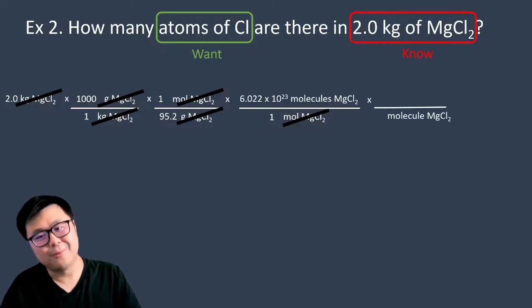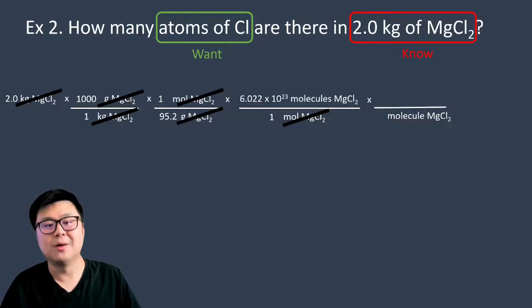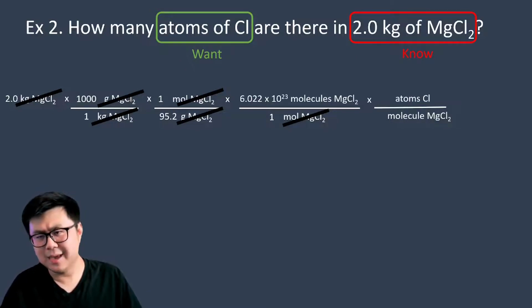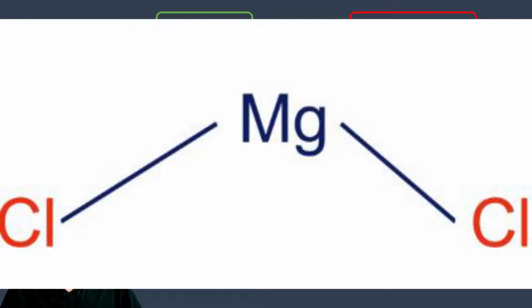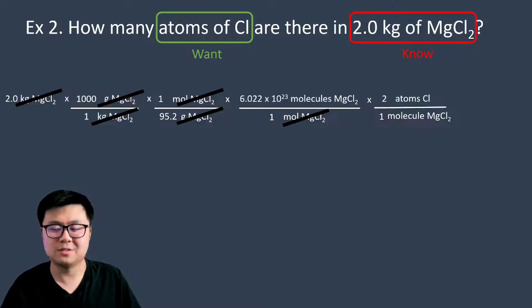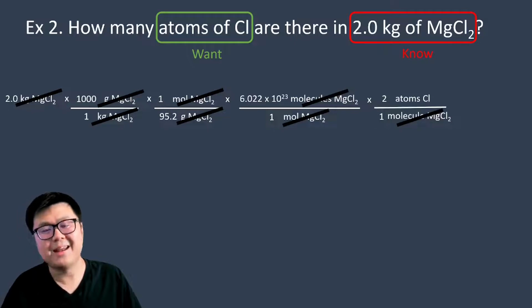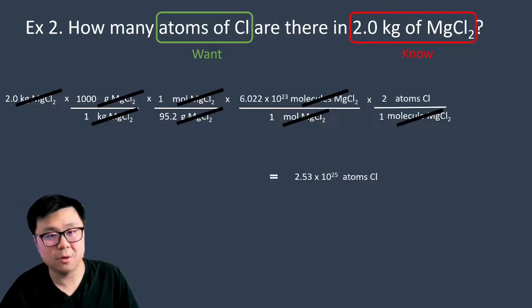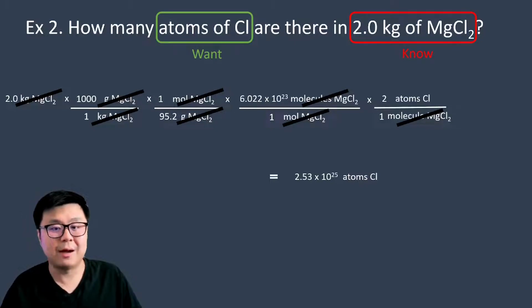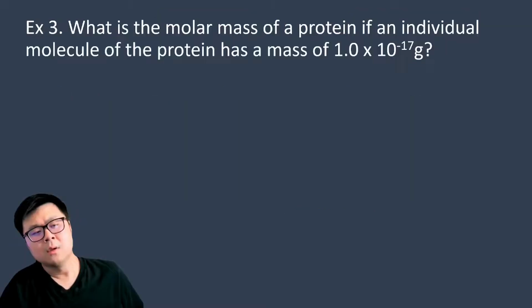Now we can finally get rid of the molecules and put a ratio with atoms. We look at MgCl2 and we ask, how many atoms of chlorine are there in one molecule of MgCl2? Well, there's 2 atoms for every 1 molecule of MgCl2. So there it is. We can cross out the molecules. And finally, we are at atoms of chlorine. Now we crunch this into our calculator and we get 2.53 times 10 to the power of 25 atoms of chlorine. Double check the sig figs. We only have 2 sig figs in the question. So that means we have to round it down to 2.5 times 10 to the power of 25 atoms of chlorine. All right, example 3.